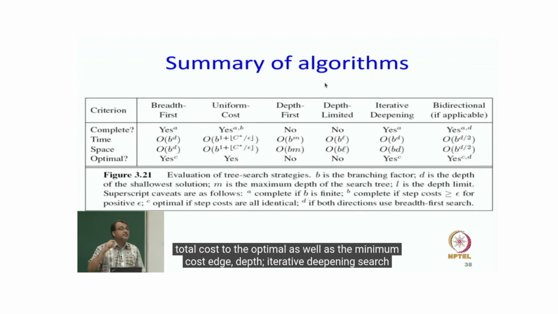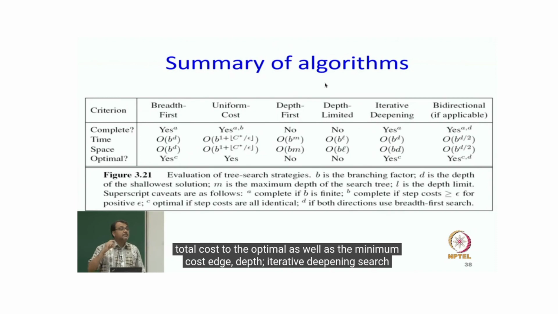So m is the maximum depth, and d is the depth where you can optimally find the solution. So which one would be lesser? d would be lesser than m, right? So b to the power m would be more than b to the power d. So which one is taking more time? DFS is taking more time compared to BFS. So this is how you have to do it.